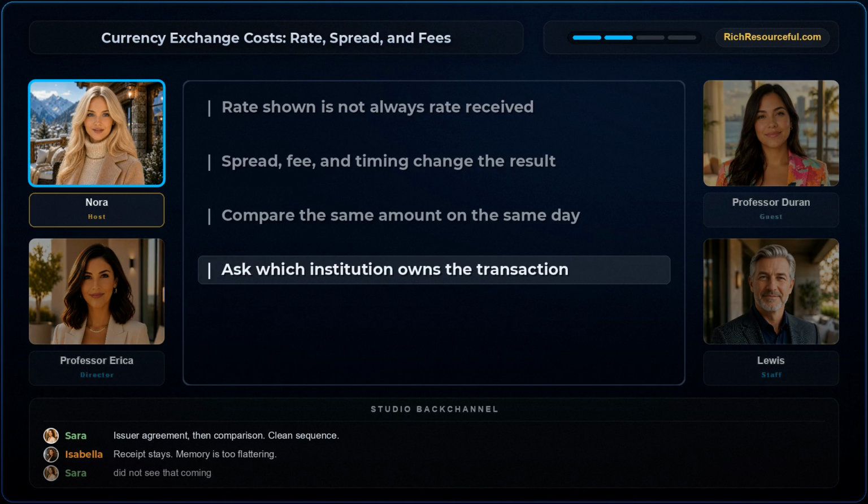There's a planning habit worth keeping here. For a known payment, decide whether your objective is certainty of amount, convenience, availability, or lowest estimated total cost. Those objectives can conflict. Someone arriving late with no local payment method may rationally value access more than a small rate difference. Someone with time may compare alternatives. The mistake isn't choosing convenience, it's failing to name the trade-off before the transaction makes the choice permanent.